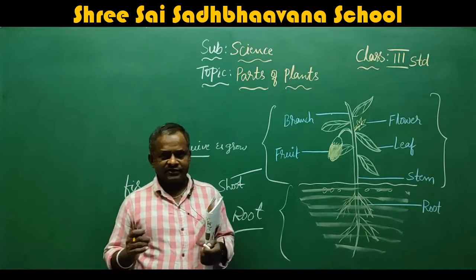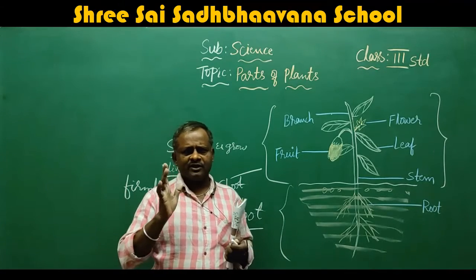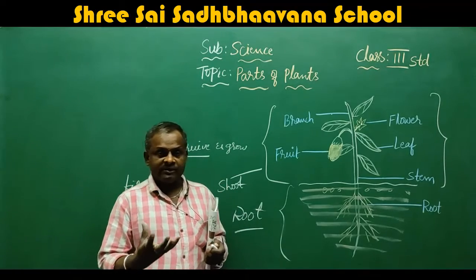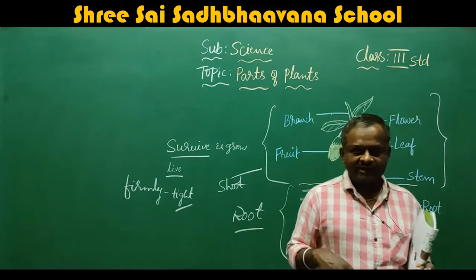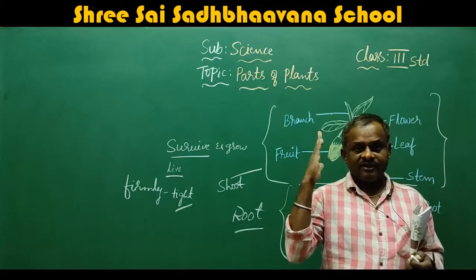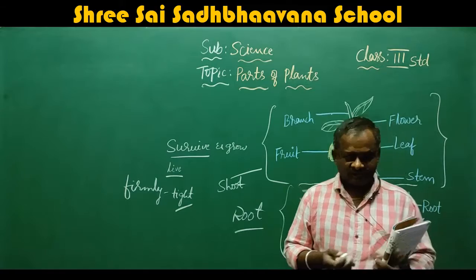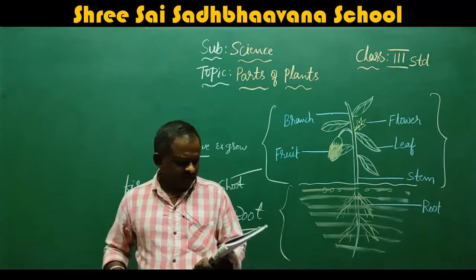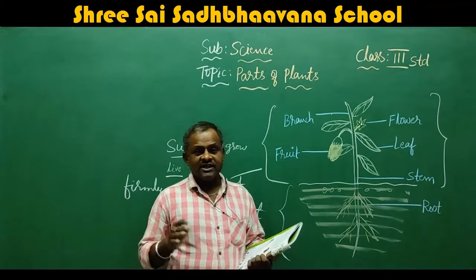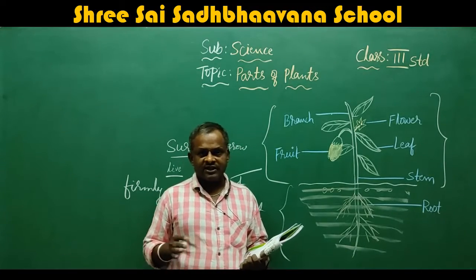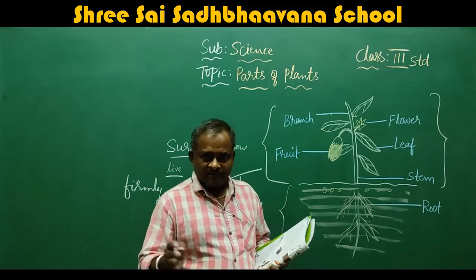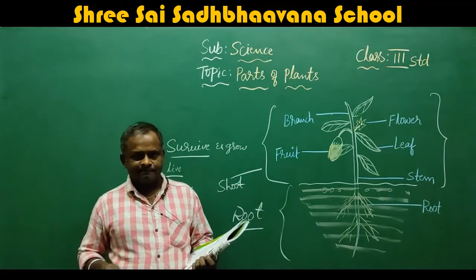For example, big trees: sometimes so much wind is blowing, but they can't fall because the roots hold them firmly. Otherwise, they would fall down. Due to these roots only, they stand firmly. Next, it holds the soil and prevents it from being washed away, and it avoids soil erosion also. Soil erosion means the moving of soil during a flood or the rainy season.